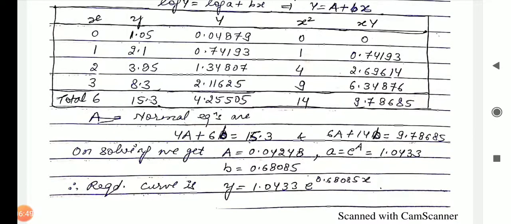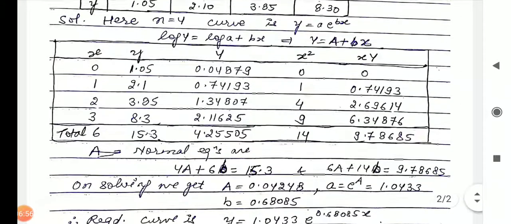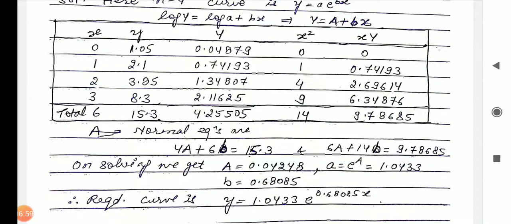0.04248. Since here we have taken log to the base e, for calculating the value of a we have to use the exponential term e to the power A, which comes out to be 1.0433, and small b is 0.68085. So the equation of the required curve is y is equals to 1.0433 exponential 0.68085x. So hope this lecture will be helpful for you.